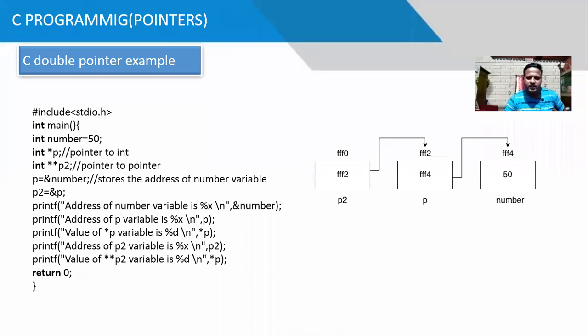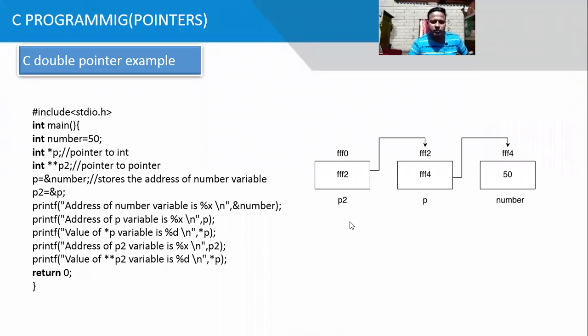This one is called the double pointer, like pointer P2. It contains the address of P. P holds the value, the number. So P contains the number, then P has its address, and P2 contains the address of P.